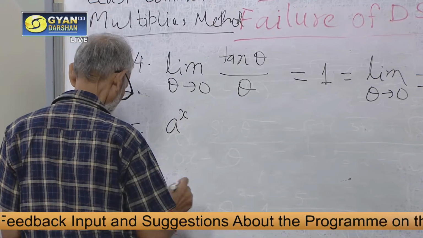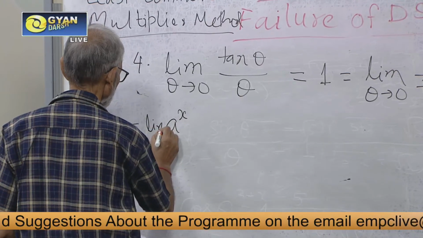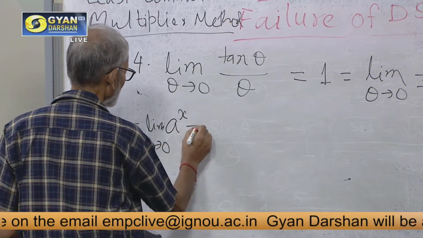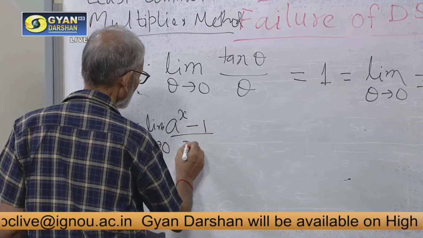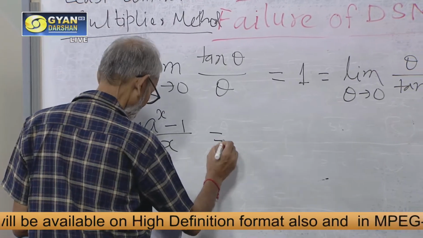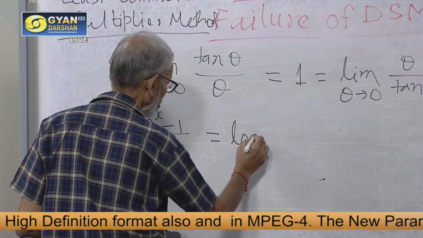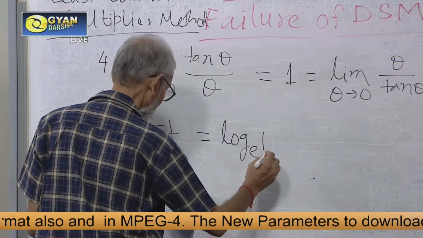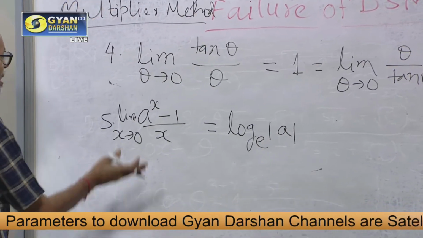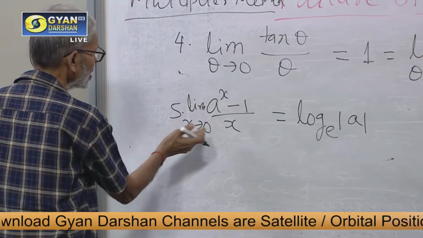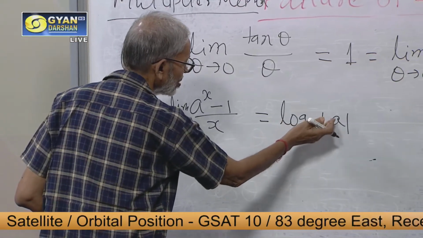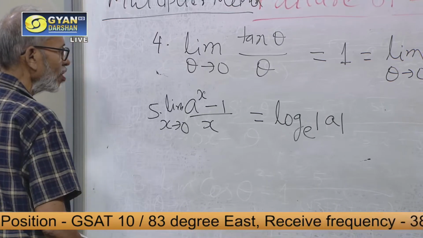A to the power x, limit x tends to 0, a to the power x minus 1 divided by x. So, this becomes log base e of modulus of a. If x tends to 0, its limit comes out to be log base e of a, modulus of a.